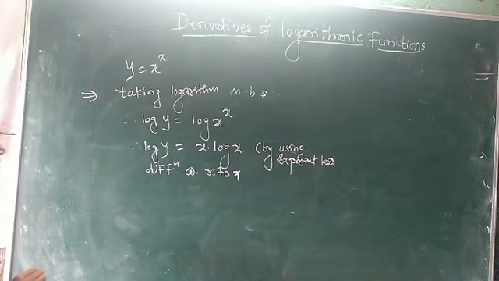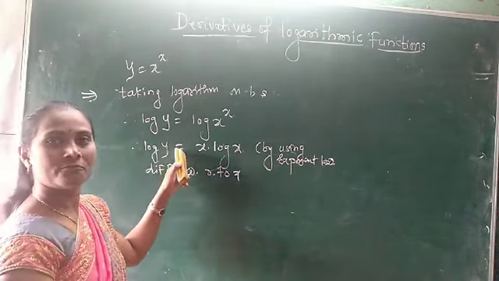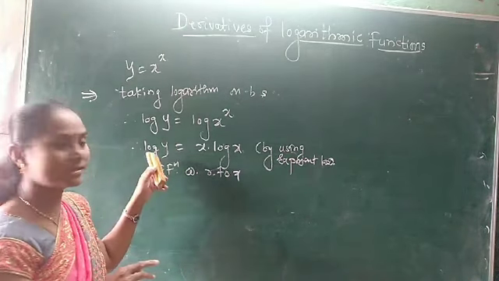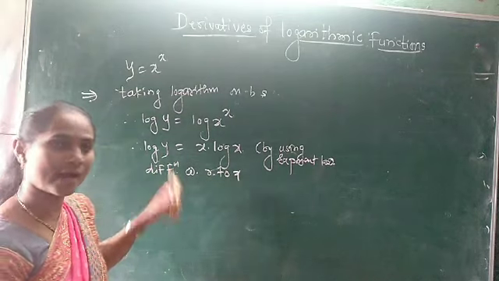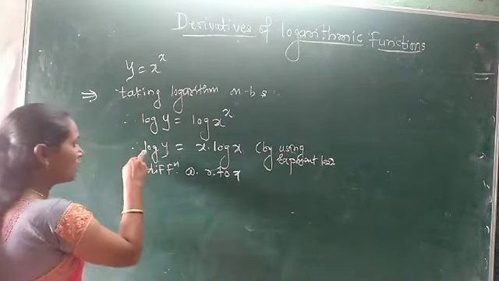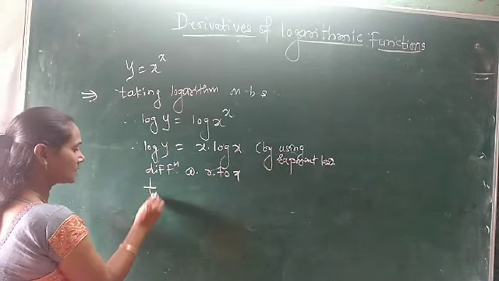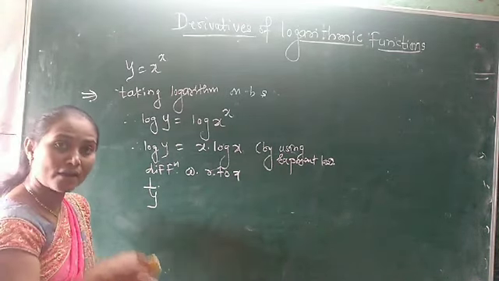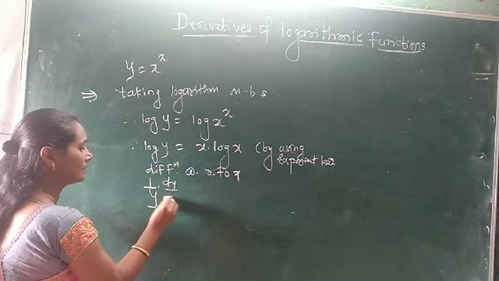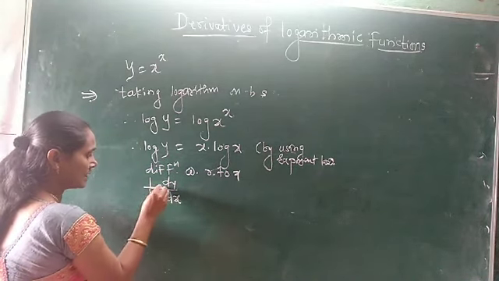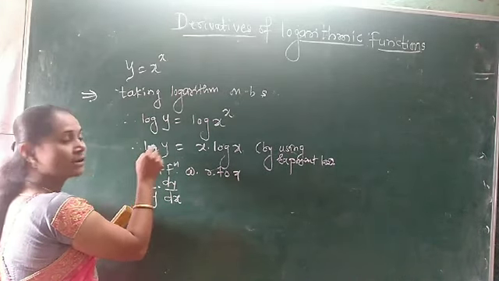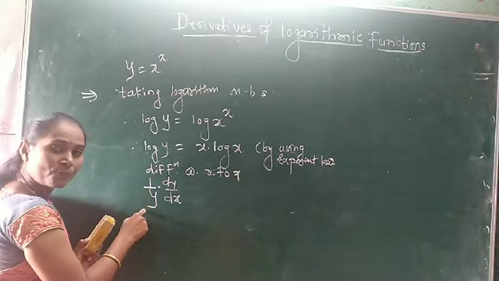Differentiate with respect to x. What is the derivative of log x? 1 upon x. So what is the derivative of log y? 1 upon y. But here we are differentiating with respect to x. So first the derivative of log y is 1 upon y, and now the derivative of y, that is dy upon dx. This thing is very important in logarithmic functions. First take the derivative of log y, that is 1 upon y.